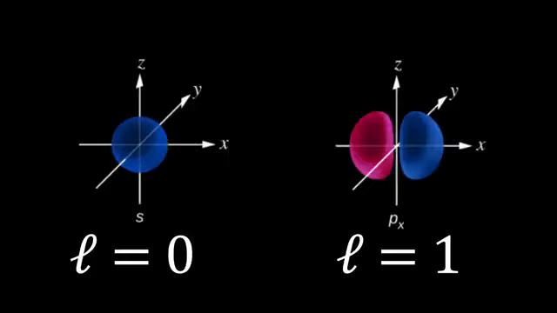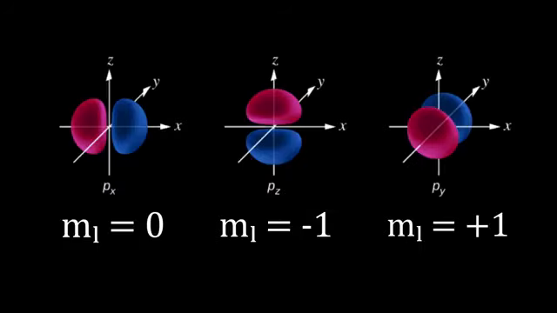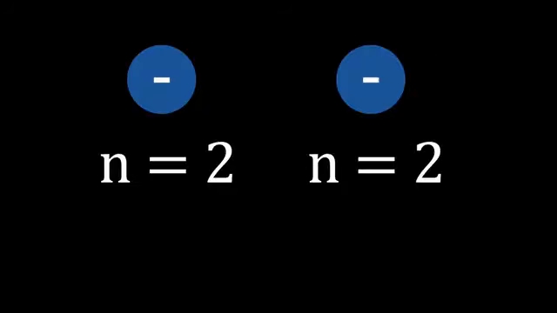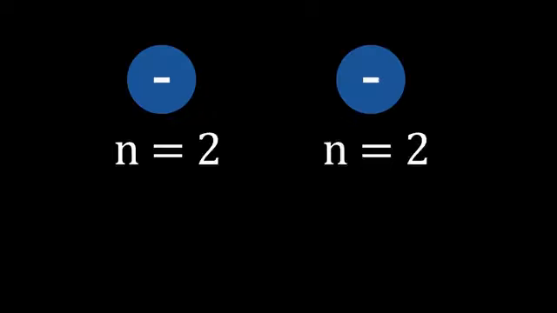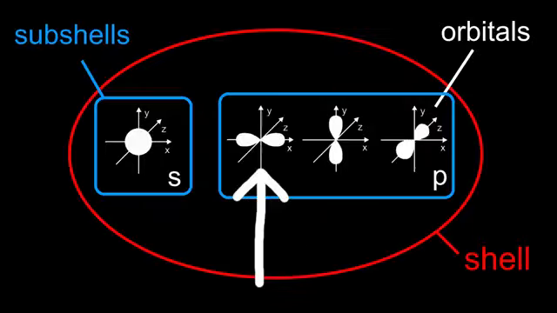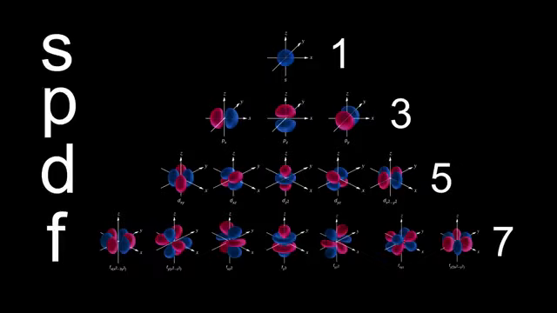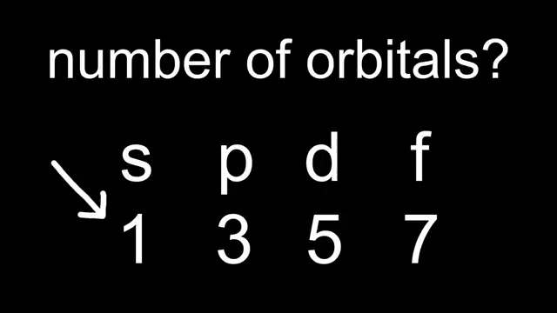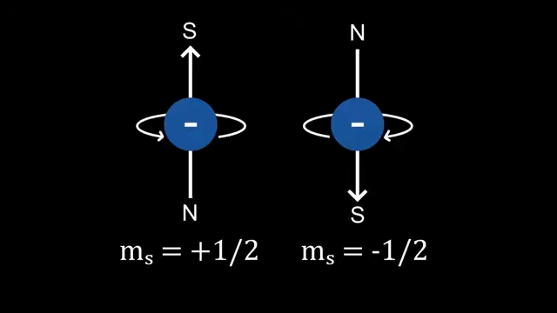L describes the shape and ml the orientation of orbitals in a subshell. There are 4 subshells called s, p, d, and f. If electrons have the same l, they're in the same subshell. If electrons have the same n, l, and ml, they're in the same orbital. Also, the number of orbitals increases by 2 for every bigger subshell, starting at just 1 for s. The last quantum number describes an intrinsic property of electrons called spin, which can have 2 values.